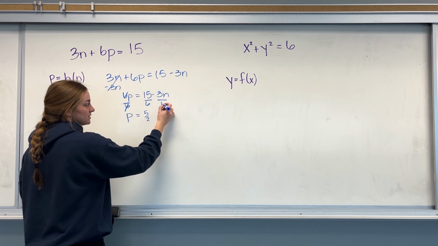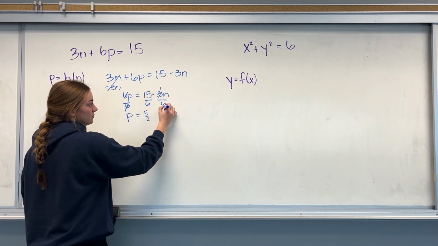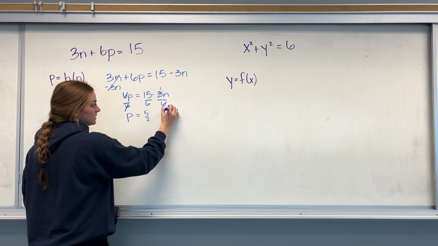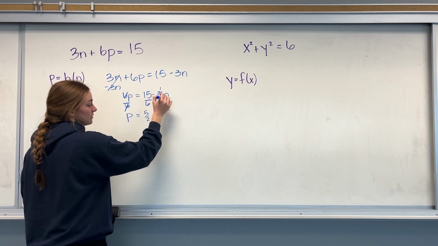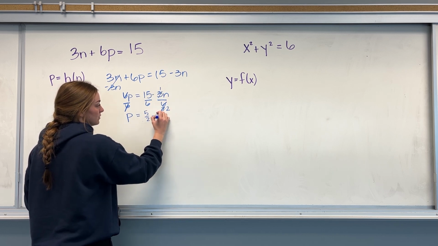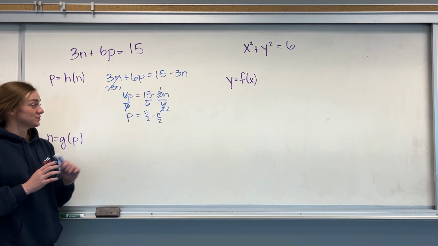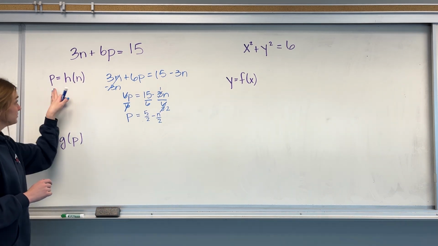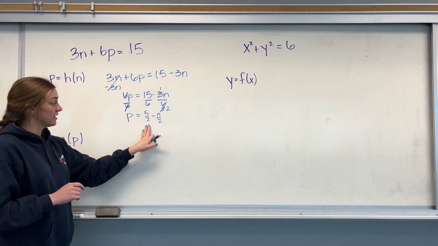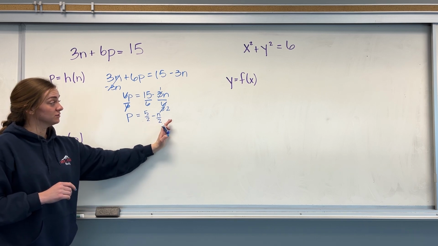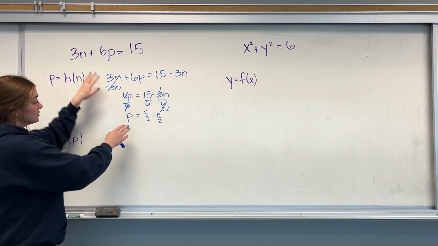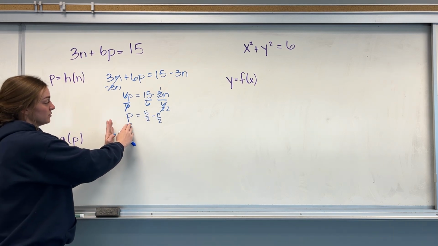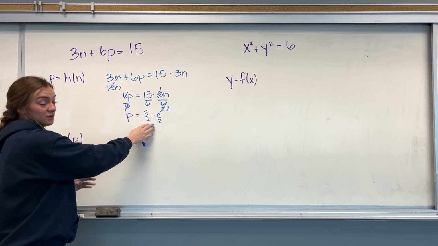Minus 3n over 6. Well, we've got a 3 here, and this is 3 times 2. So the 3's cancel to give us that 1. So we have n over 2. So now we have a function p where p is by itself, and on the other side, we have the function written in terms of n. So these are the same. It's just p is now a function of n.